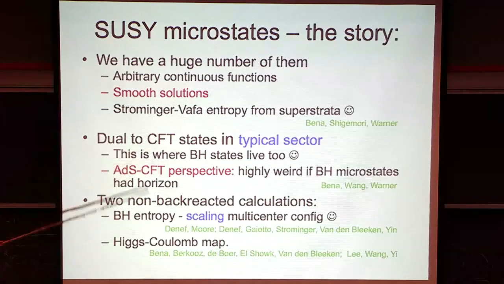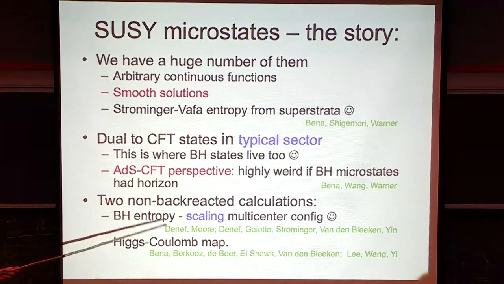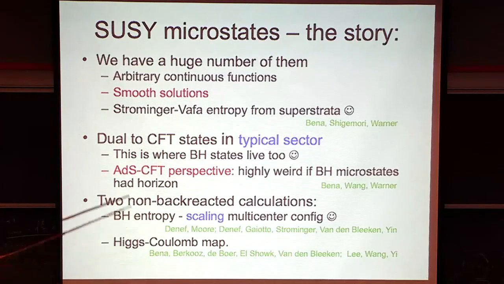You can also argue, and this is something much more complicated using mass gaps and using long throats, that the mass gap of this configuration is the same as the mass gap of the guys which live in the typical sector of the dual CFT, and this is where the black hole states live as well. So you can argue using mass gaps and arguments like this that the microstate solutions which we are constructing also live in the same sector as the black hole microstates.